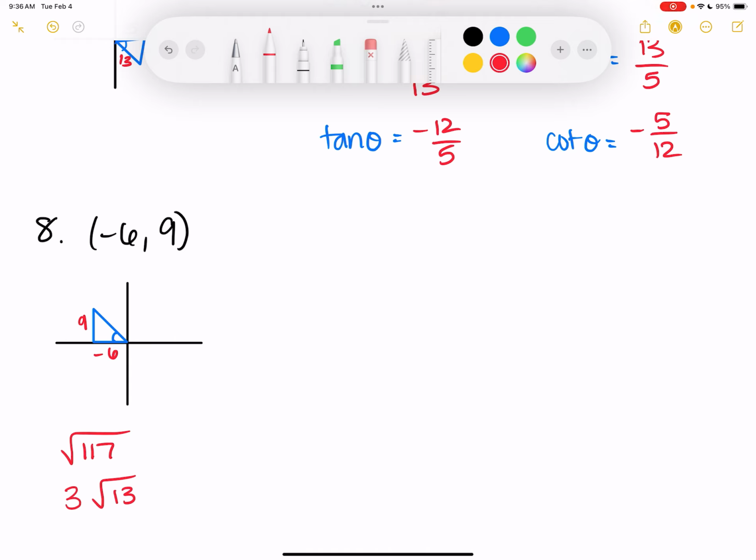All right, does everybody track how we're getting the hypotenuse? We're doing the Pythagorean theorem. So the square root of the two numbers that were given, squared and added together, which gives us that. Then I divided by 3. They gave me 39, divided by 3 again. So I pulled out a 3 and I was left with 13. All right, so 3 root 13.